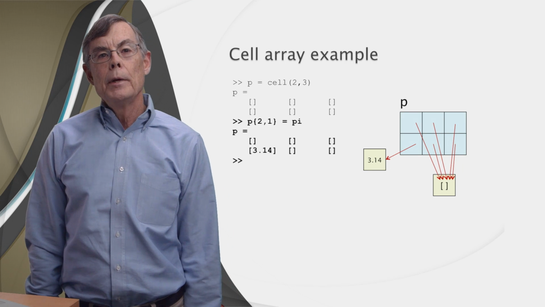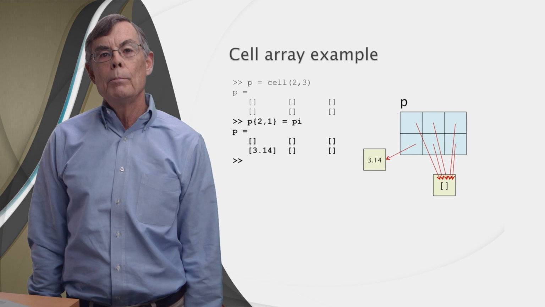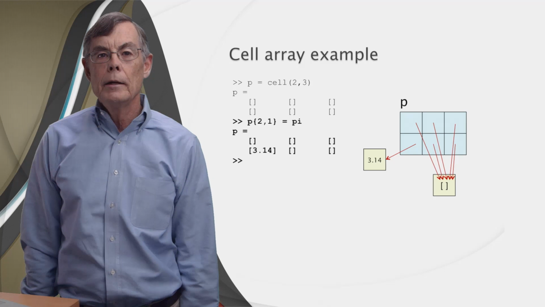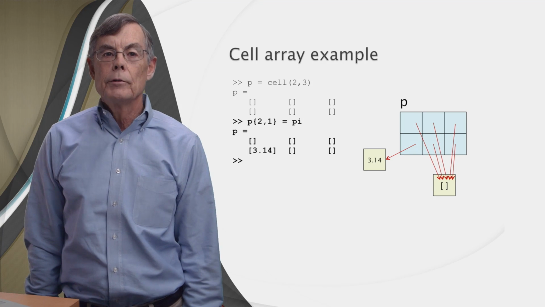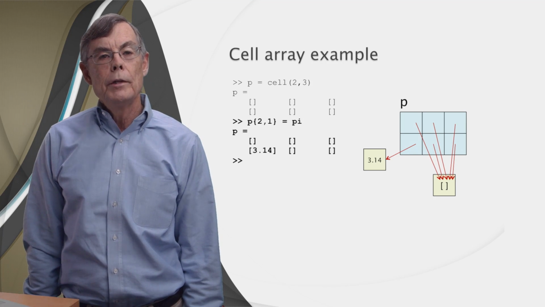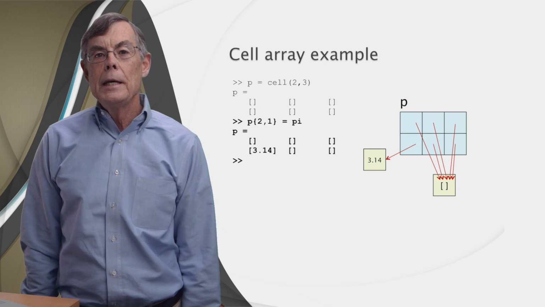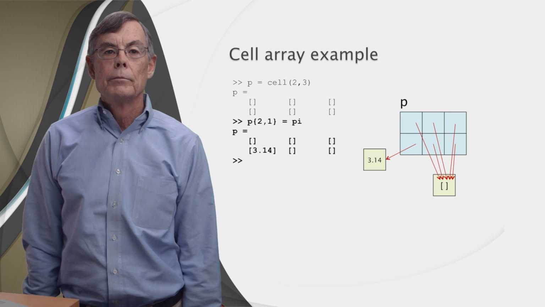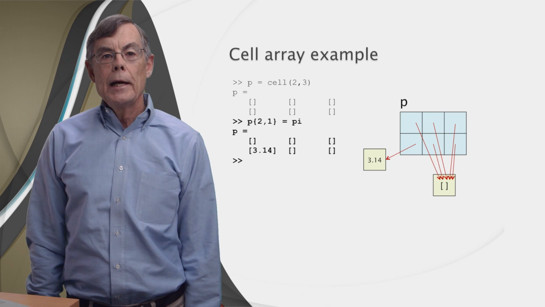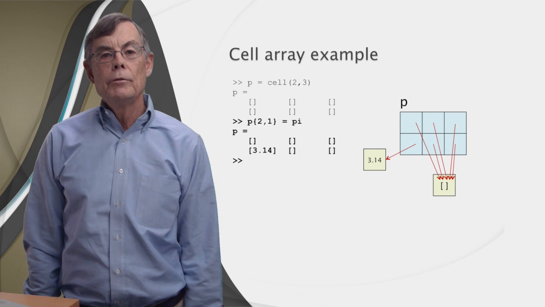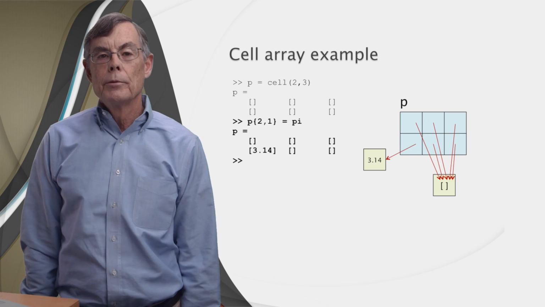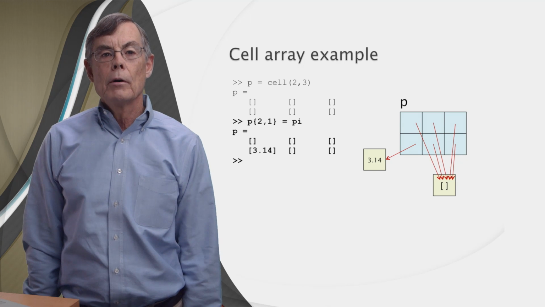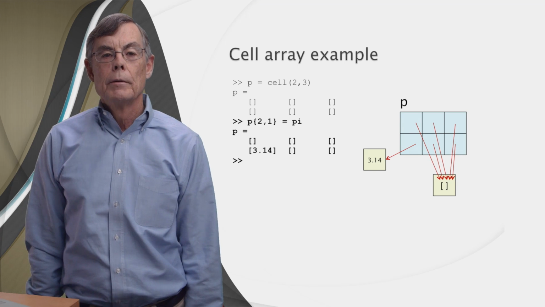It's important to take a minute here to emphasize that even though P now refers to heterogeneous data, namely an empty array and a scalar, which are of two different types, the array P itself is still homogeneous. The MATLAB cell array model allows individual elements to point at different types, but the elements themselves are all of the same type, and that type is cell.